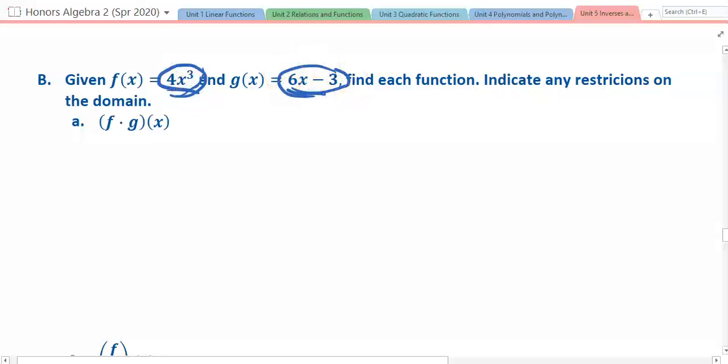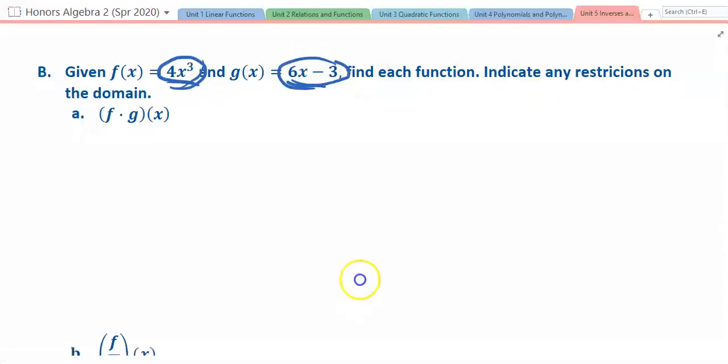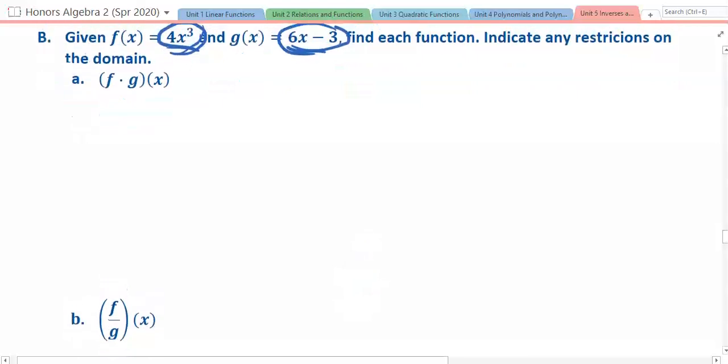And so dealing with those division problems, again, look at your domains, look at what values might not fit. Again, multiplication is going to be very straightforward. The division, let's just talk about the domain of that one real quick. We're not going to do the whole problem, but I want to talk about the domain. As we write this out, it's going to be the 4x cubed over the 6x minus 3.